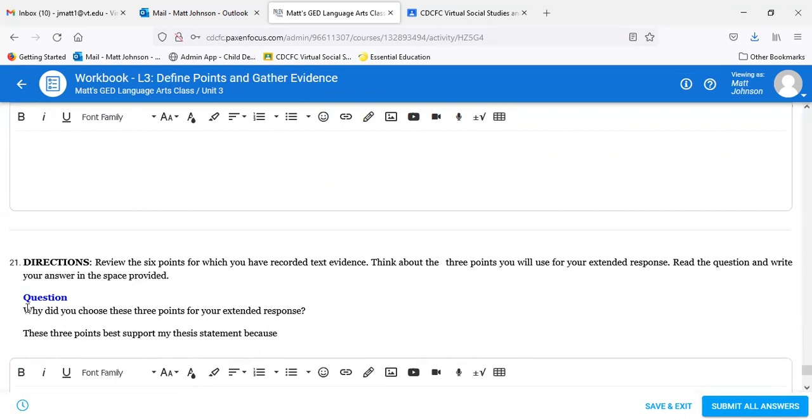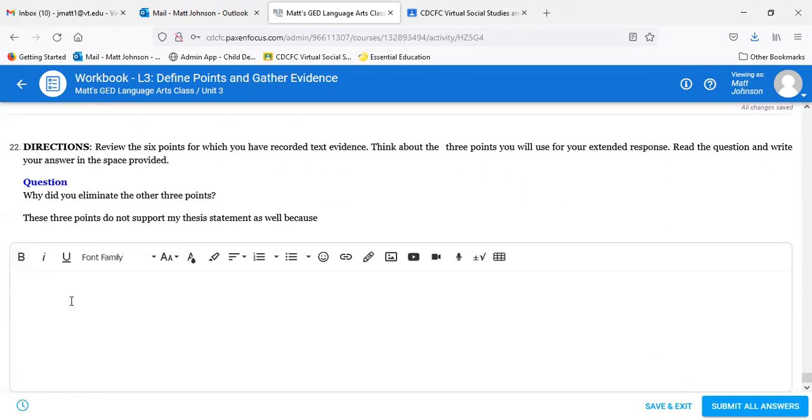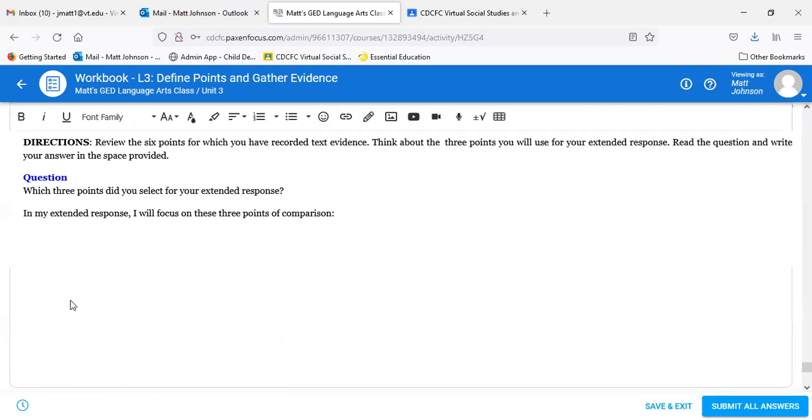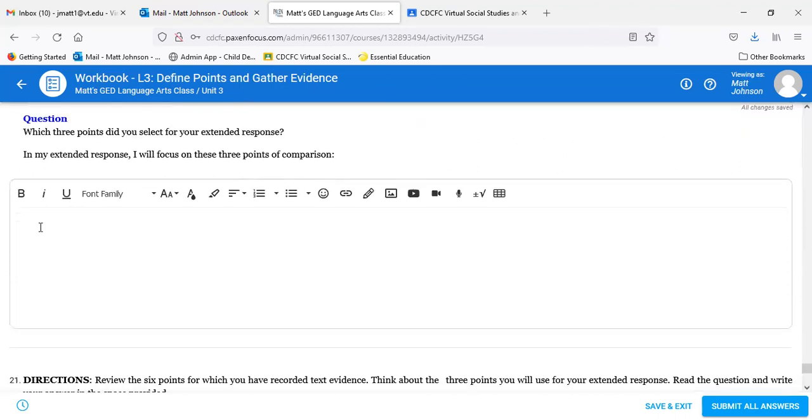Okay, so the next one, it's wanting 3 points that best support my thesis statement. And then, these 3 points do not support my thesis statement as well, because... So out of the 6 that we did, what do you think would be the strongest points to discuss in a written response?